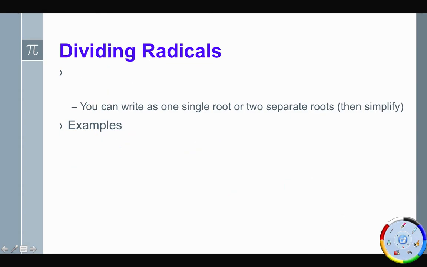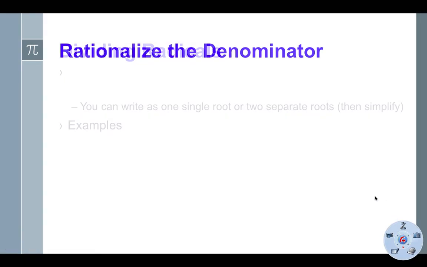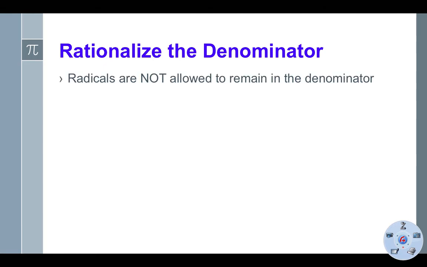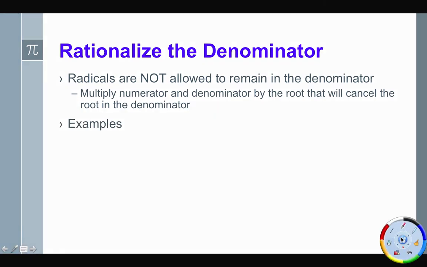All right, so the last thing that goes along with this division of radicals is rationalizing the denominator. This is something that's very important in the study of math. And what it is, you're not allowed to have a radical remaining in your denominator as a final answer. And what we're going to do is multiply the numerator and the denominator by a number that will cancel out the root in the denominator. So let's take a look at what that means.